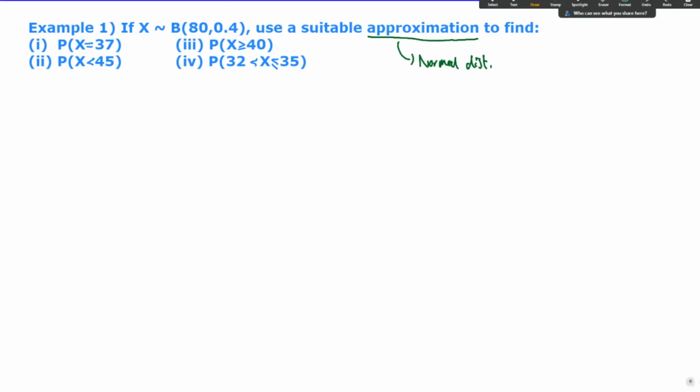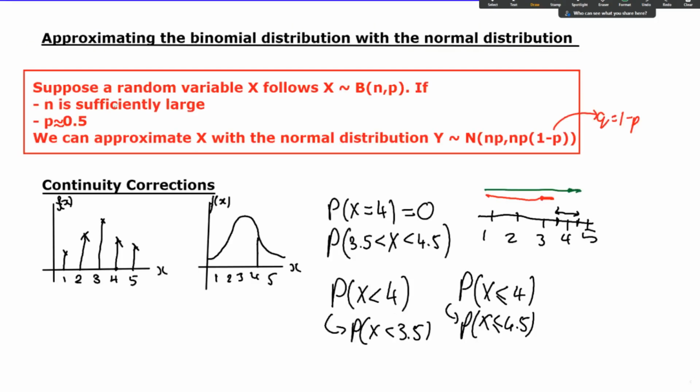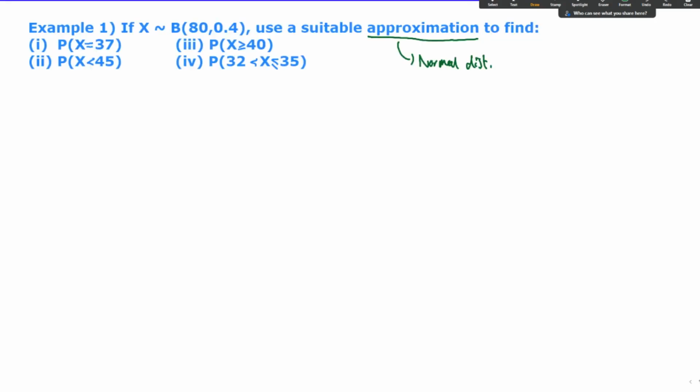So if we look back at our 2 conditions, we want n to be sufficiently large and p to be close to 0.5. Well, p is 0.4, so that's pretty close, and n is 80, which is large enough to do the approximation. So let's do it.